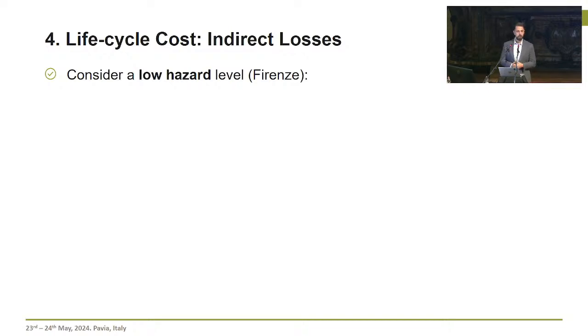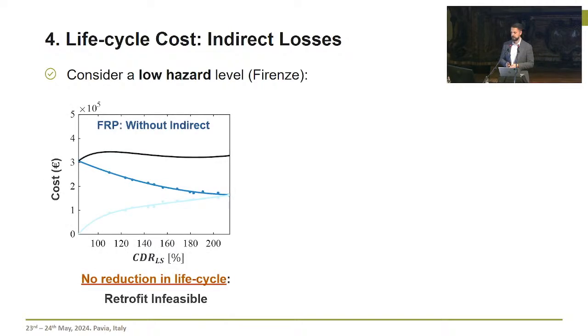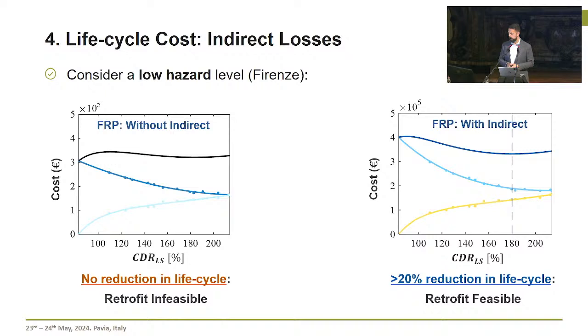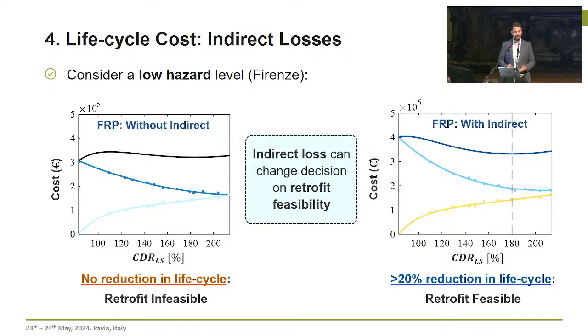What's going to happen if I consider a lower hazard level? So instead of L'Aquila, let's look at Firenze, which has a very low seismic hazard. In this figure, we see the variation of the life cycle cost for the FRP, but without considering indirect losses. And it turned out that the retrofitting is not feasible because the life cycle cost is not reducing. On the other hand, if I consider the life cycle cost with the indirect losses, I can achieve more than 20% reduction in life cycle cost, which means that indirect losses can actually change my mind about the feasibility of seismic retrofitting.